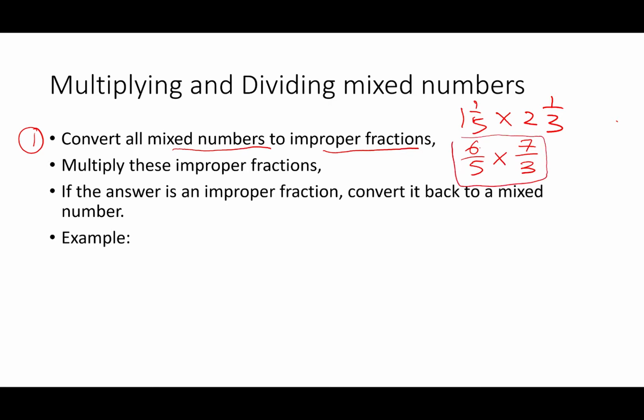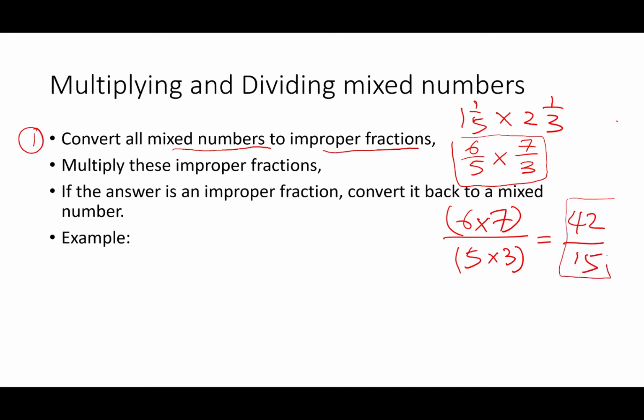Now the multiplication for fractions works as we have learned previously. You multiply the numerators together, so 6 times 7 is your numerator, and the denominator is simply 5 times 3. So you get 42 over 15. Recognizing that this is an improper fraction, we will usually convert the answer into a mixed number. We convert it back into a mixed number, and that gives us 2 and 12 over 15.